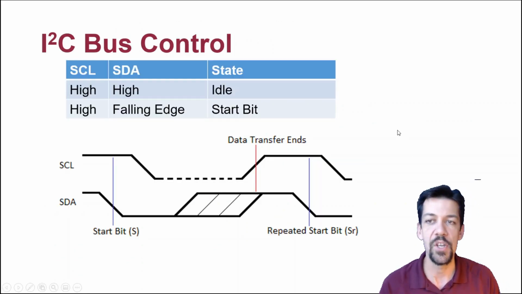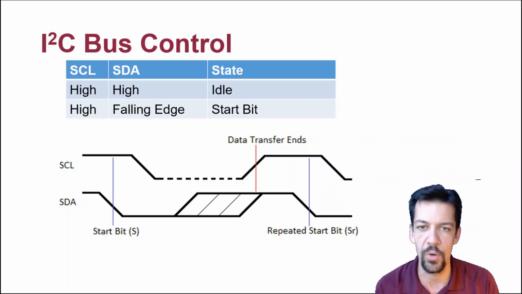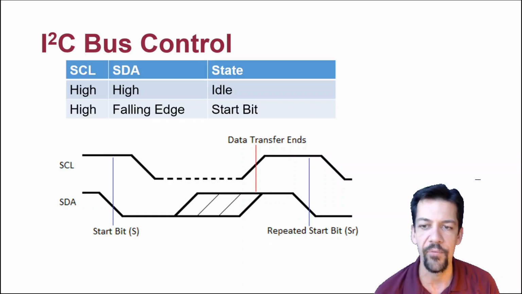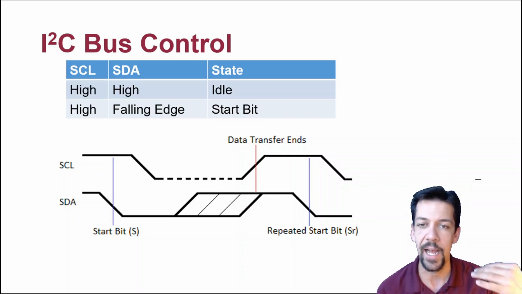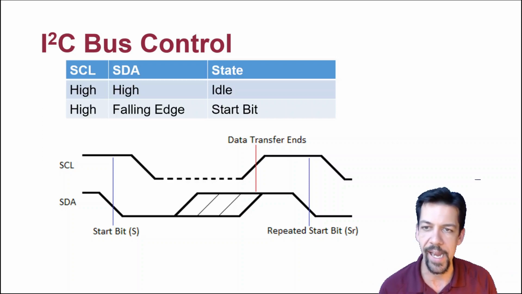Right. So the I2C bus control consists of first a start bit. So we have a special signal where SCL, the clock line, is held high or in the idle state, and if the SDA is sitting high for a certain amount of time, we consider that idle, right?